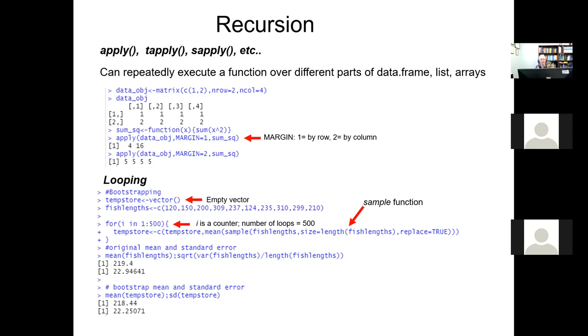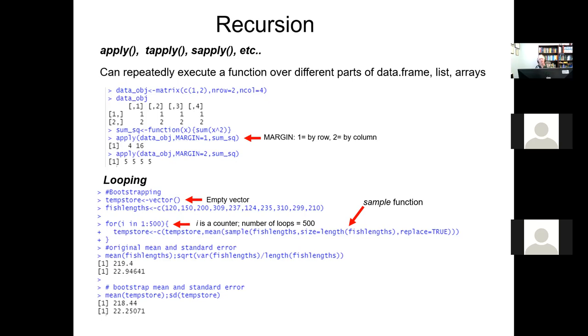And then the 2s, you square those, each one of those is 4, sum those over 4, that's 16. So you can see that it works row by row. If you do it by columns using margin equal 2, the first column would be 1 squared is 1, 2 squared is 4, 1 plus 4 is 5. So you see all of the columns are 5. So it's a really handy function.